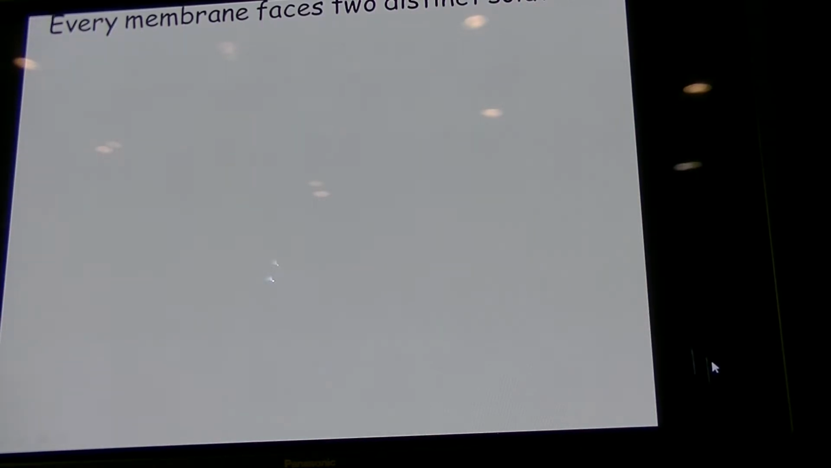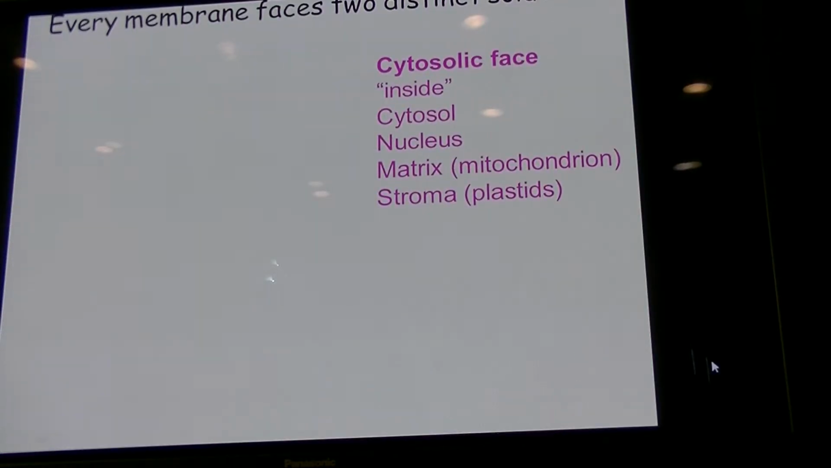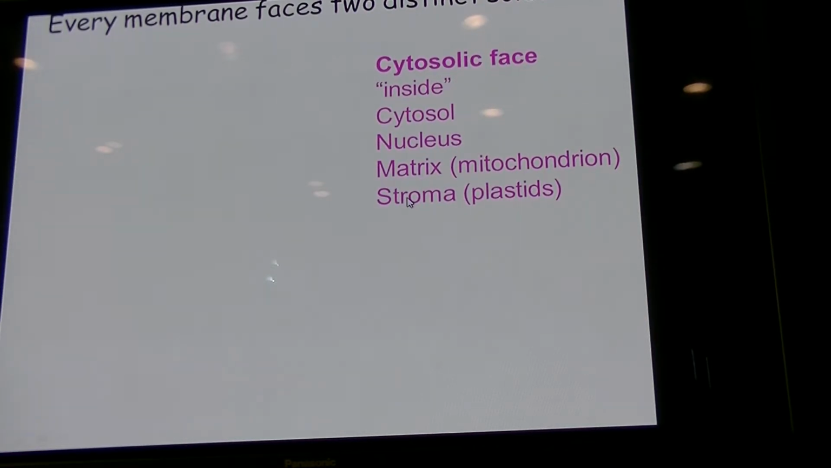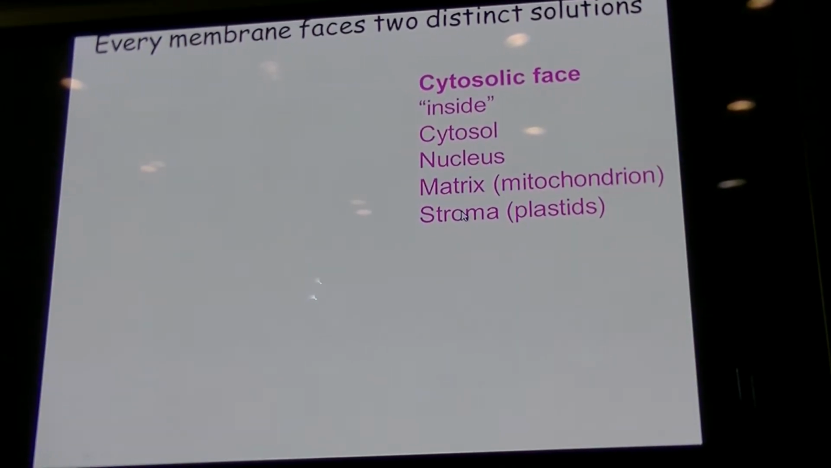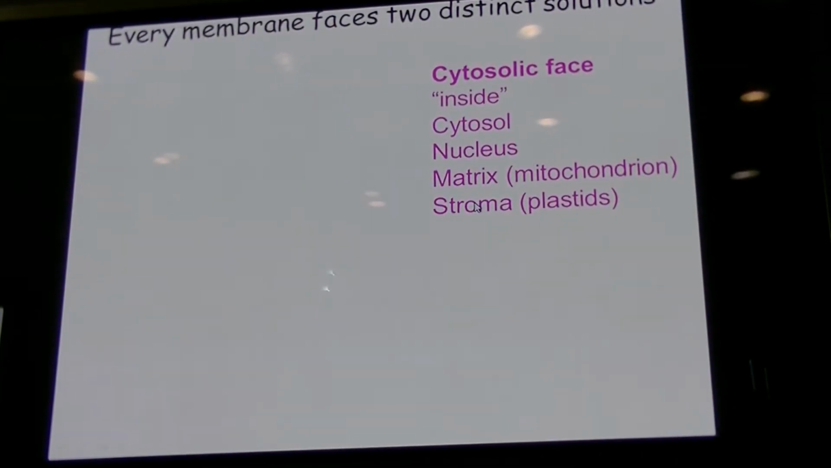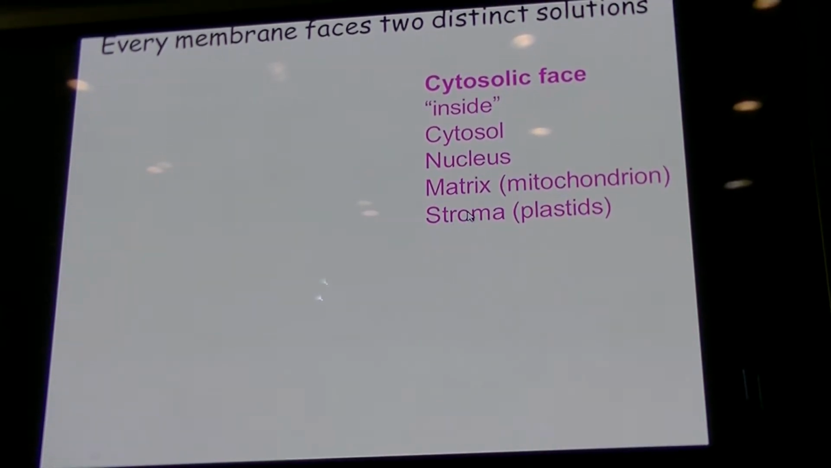So we can say every membrane faces two distinct types of solutions. On one side, you're always in contact with what's cytoplasmic-like or cytosolic-like. So the real compartments that we're talking about are the cytosol, the inside of the nucleus, which is connected by big pores with the cytosol, the matrix of the mitochondrion, and then in plants, also the stroma of the chloroplasts. That's also an ancient cytosolic compartment. If we think back of the ancestor of the present chloroplast, it was a cyanobacterium, and it had a cytosol.